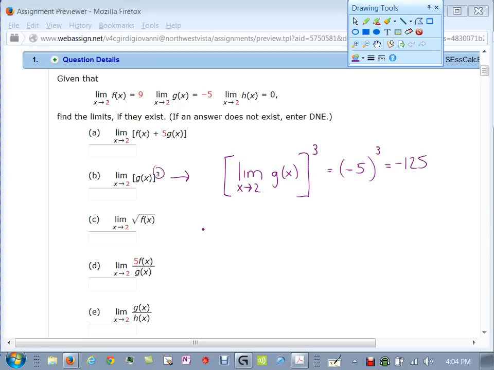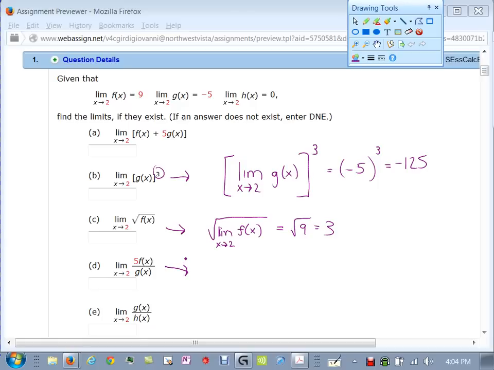Okay, this one here, what we can do is we can take the limit and push it inside the square root. In other words, do the square root after you do the limit. And the limit of the function f as we approach 2 is 9, so we get square root of 9, which of course is 3.